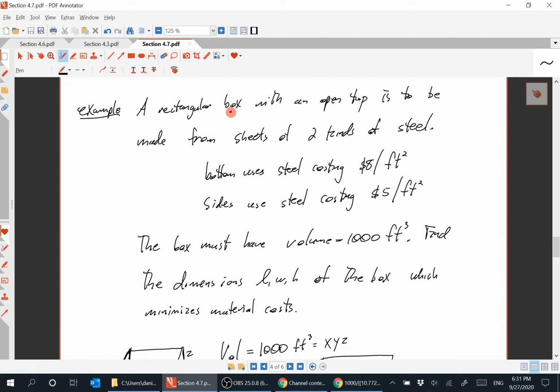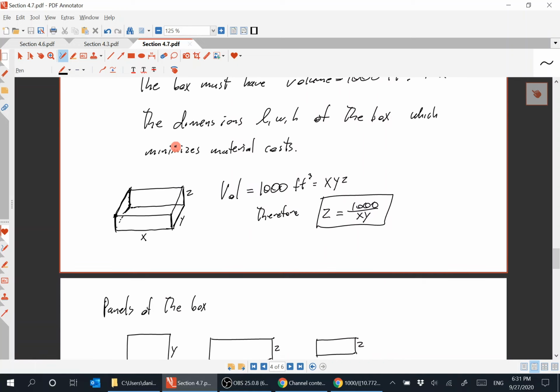We have a rectangular box with an open top to be made from sheets of two kinds of steel. Steel on the bottom costs $8 a square foot. Steel on the sides costs $5 a square foot. I'm going to weld it together and make the box. And the box must have a volume of 1,000 cubic feet. Find the dimensions, length, width, and height of the box, which minimizes the material cost. All right.